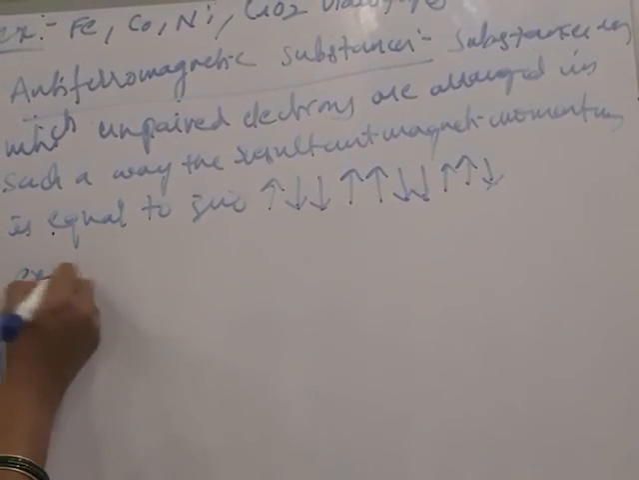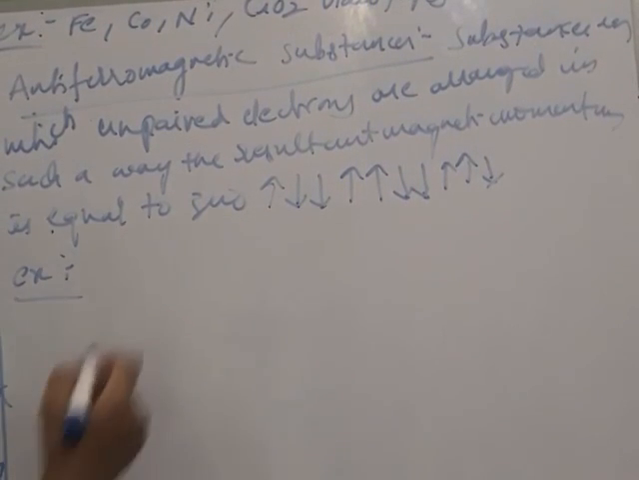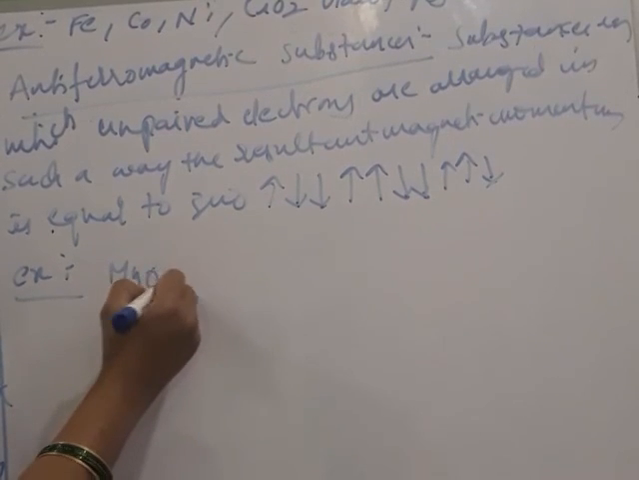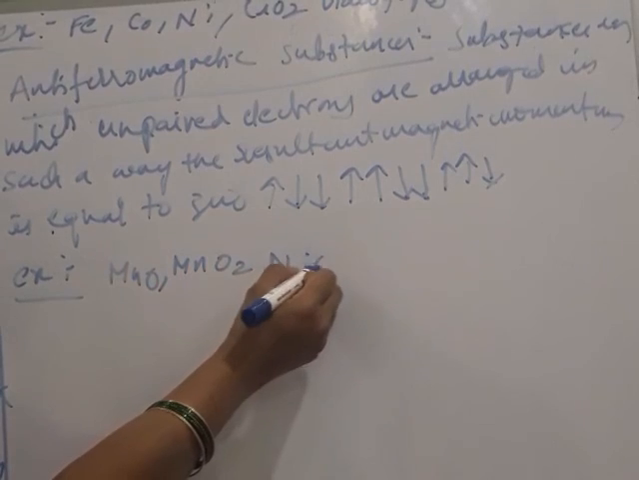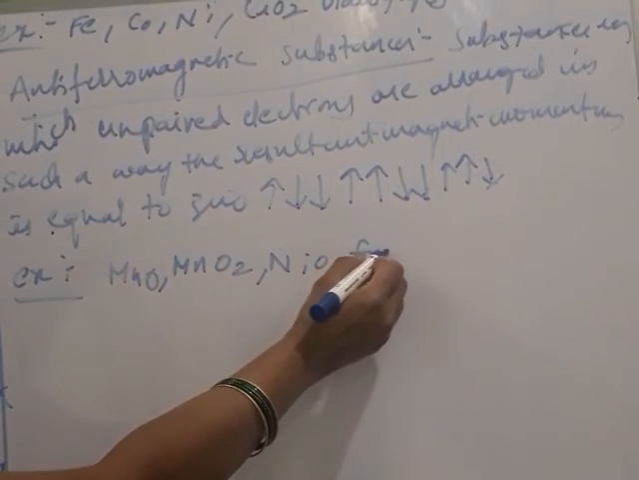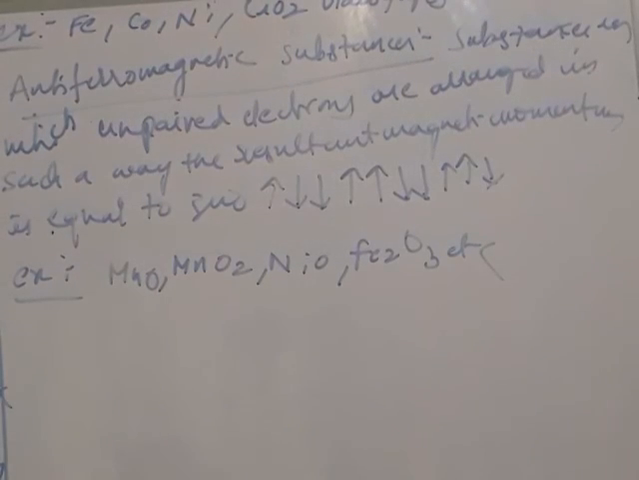So, examples for antiferromagnetic substances: manganese oxides MnO, MnO2, NiO, Fe2O3. So, all these are antiferromagnetic substances.